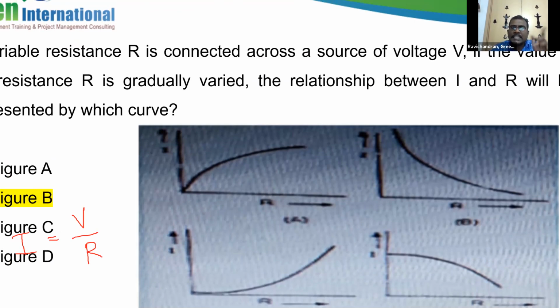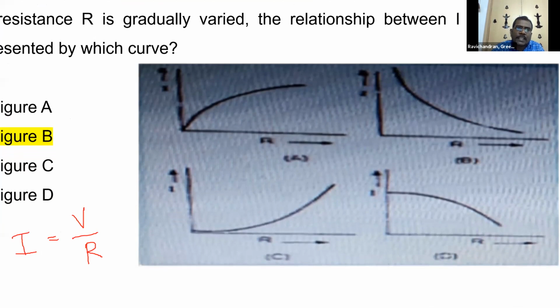Voltage is not a variable. It's a fixed one. So that means voltage is constant. Now the current varies, depending upon 1 by R. Is that correct? Because voltage is constant. So for this particular problem, the equation is I is inversely proportional to R, because voltage is constant and resistance is varying.